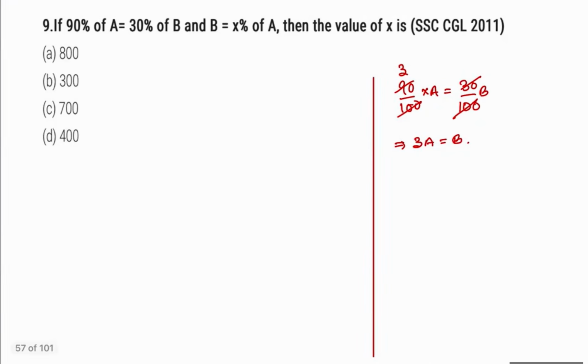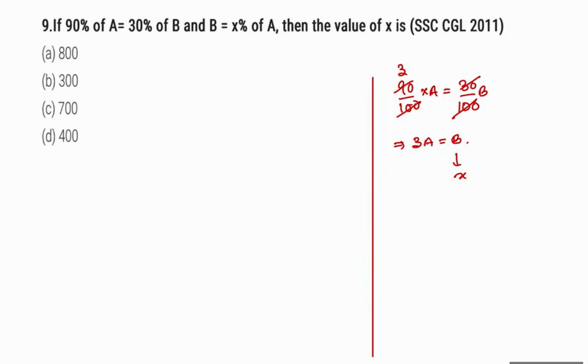Here, b is x percent of a in the equation, so b is equal to x percent of a. Since 3a equals b, therefore 3 into 100 is around 300. So x value is 300.